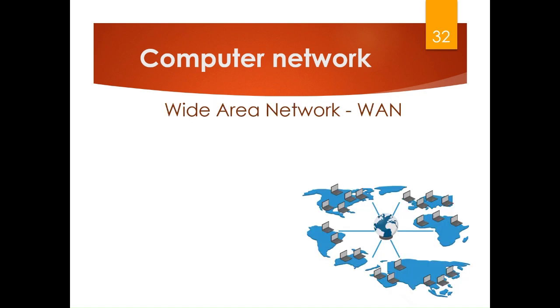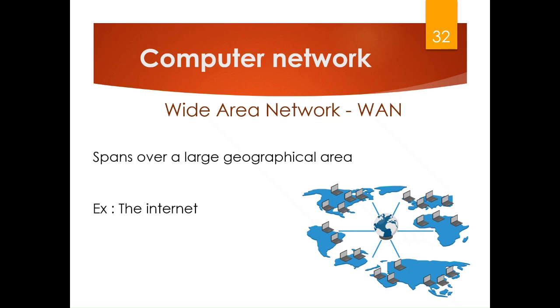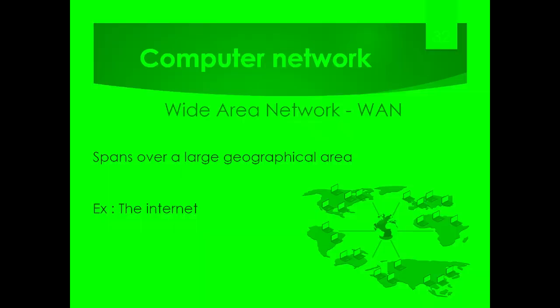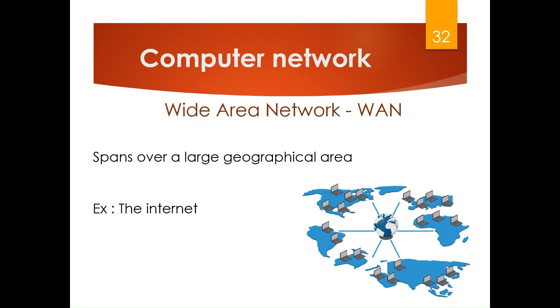A wide area network is the largest type of network, covering countries. The best known example is the Internet. WAN connects many LANs and MANs using telephone lines, satellite or fiber optics. They allow people from around the world to share data and communicate.